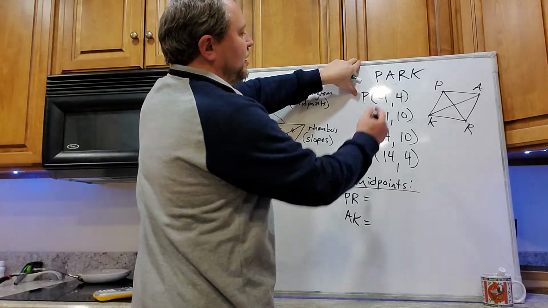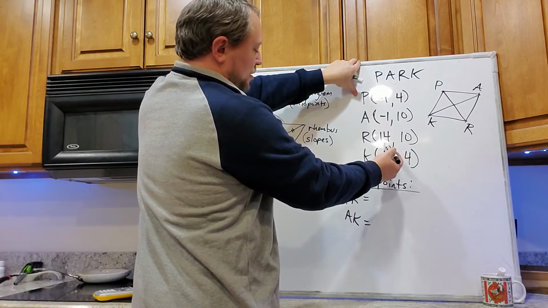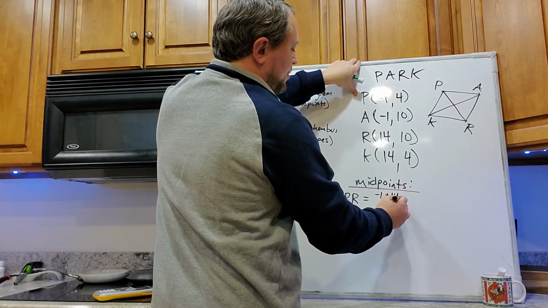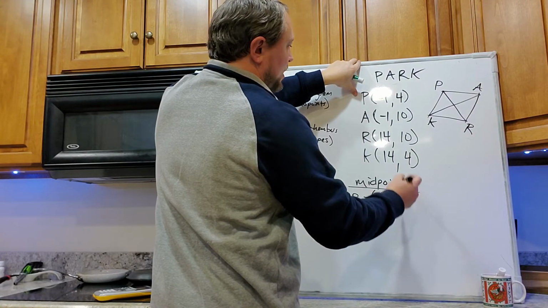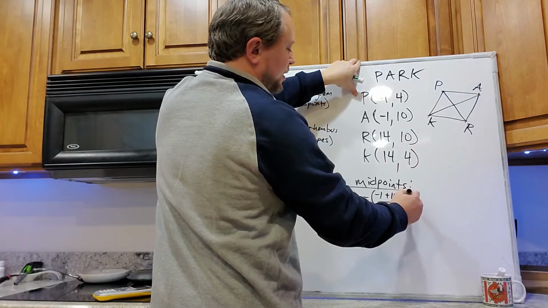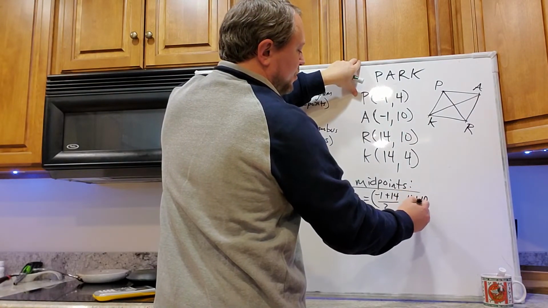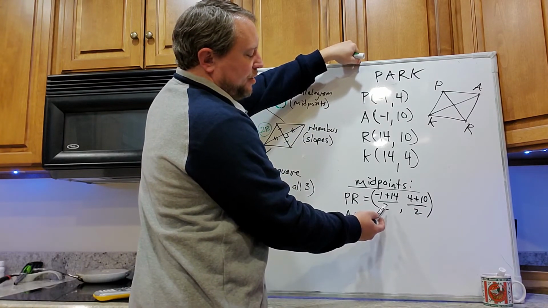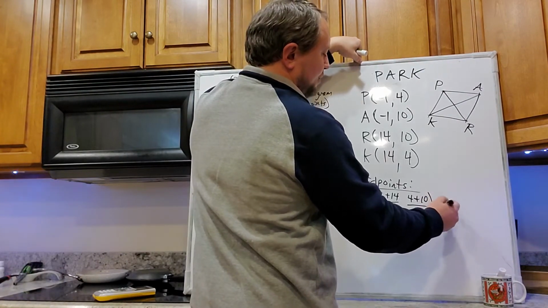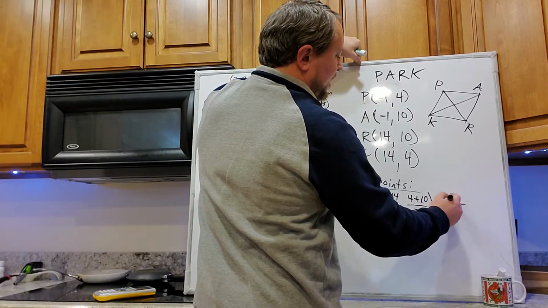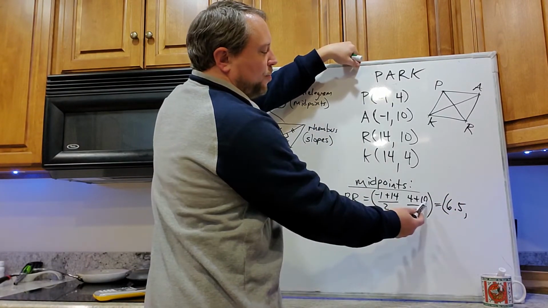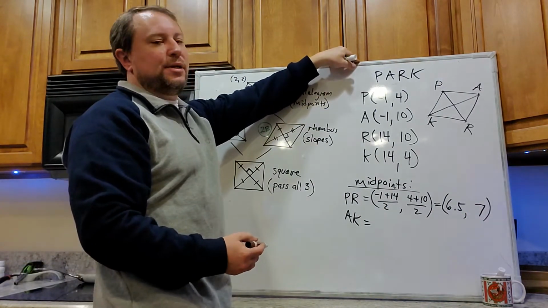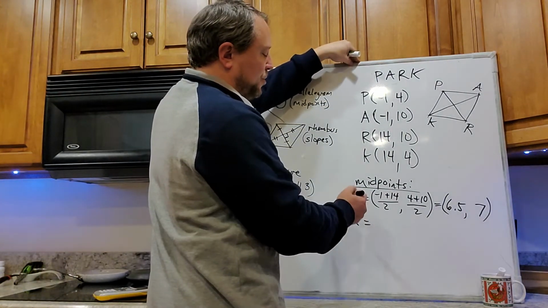Alright, for PR, -1 and 14 are the X values, so I'm going to add those and divide by 2. For the Y values, 4 and 10 get averaged together. Well, -1 plus 14 is 13. Half of 13 is 6.5. 4 plus 10 is 14, divided by 2 is 7. So 6.5, 7 are the coordinates of the midpoint of PR.